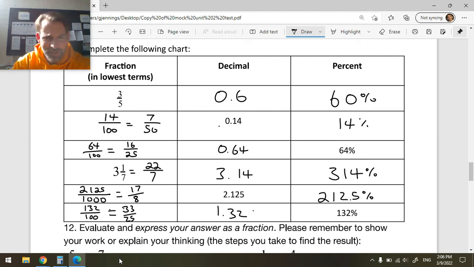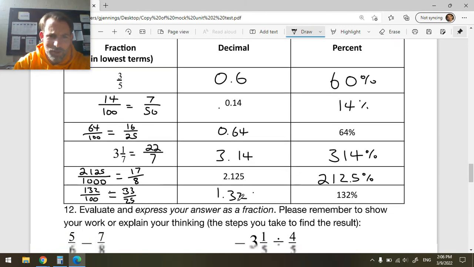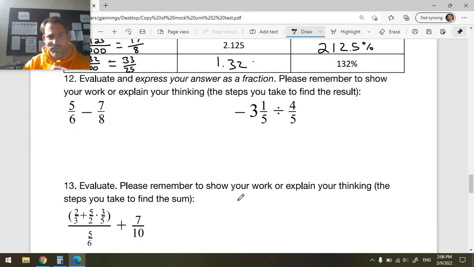Still smiling somehow after all of that hard work. All right, 5/6 minus 7/8. 7/8 is almost exactly the same thing as 5/6. This is going to be very close to 0. 7/8 is slightly, ever so slightly larger than 5/6. So I'm going to make a prediction that this is going to be 1/24 smaller than 0.